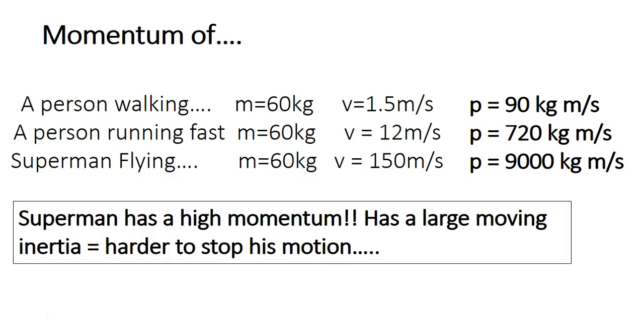Let's take that same person and have them run now. So their momentum is 720. So you can see that a person that's running is going to have more moving inertia. And then let's take it to the extreme, right? Let's take that person and now they become Superman. So Superman goes about, what is it, speeding bullet. So that's 150 meters per second, which is about 300 miles per hour. Point being, it's really fast. So Superman has an extreme amount of momentum. In other words, once he's moving, he's going to keep that motion. So that's what momentum conceptually means.